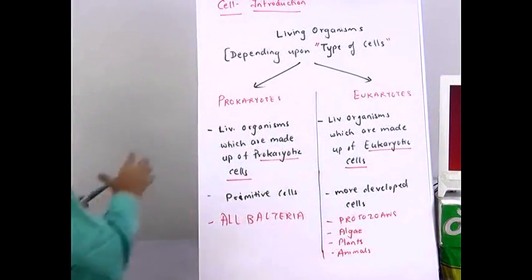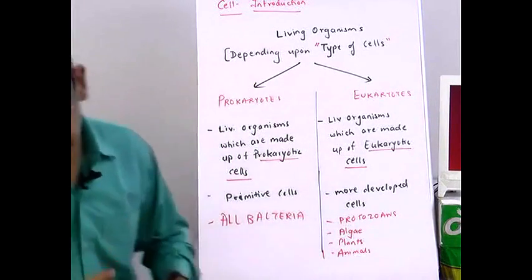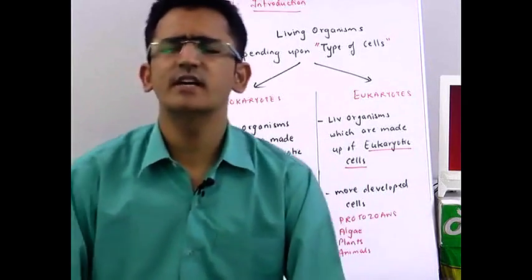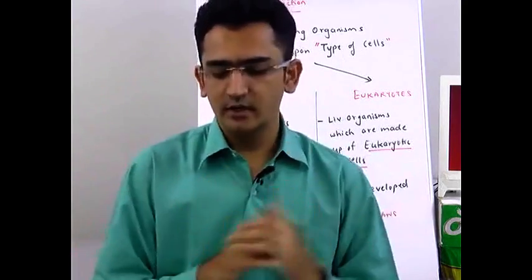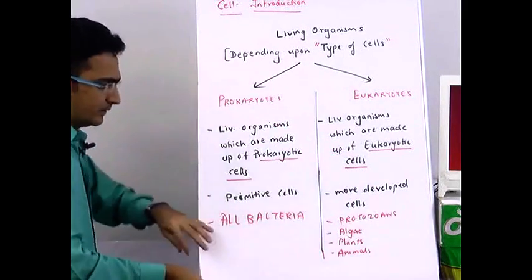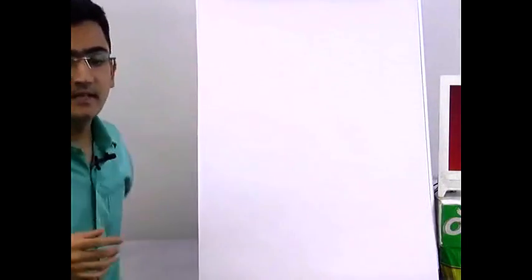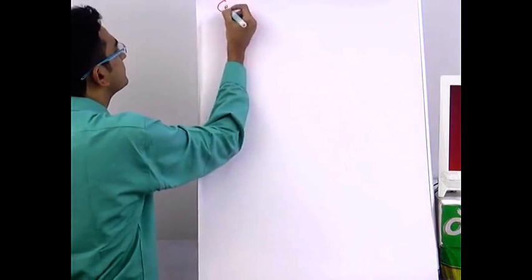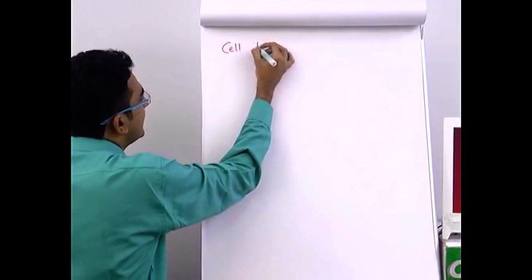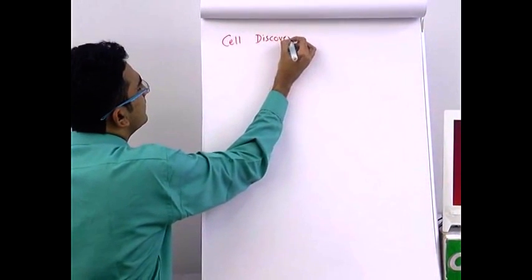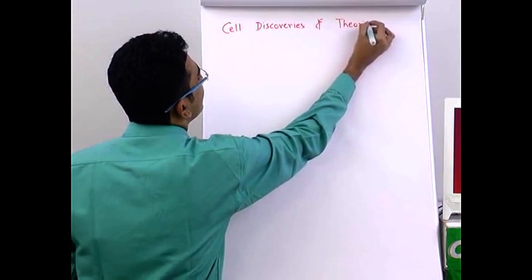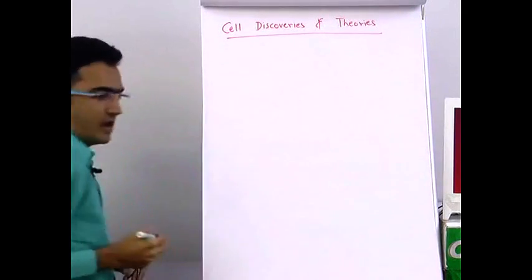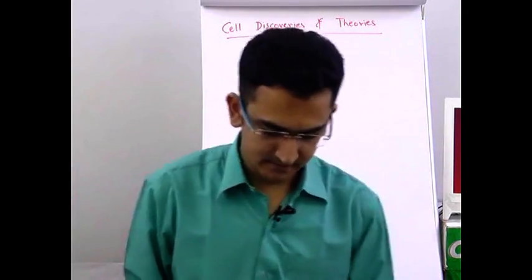So this is just a general idea about what are prokaryotes and what are eukaryotes. Of course, we will study their structure in detail as we go further ahead. But for now, we've got a general introduction. Now, we finish this section and we now go on to the next section. The next section is about cell discoveries and theories.